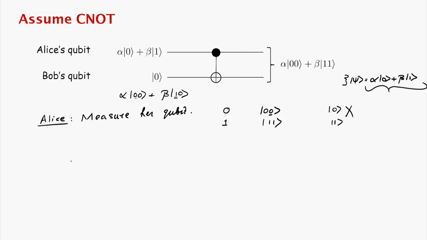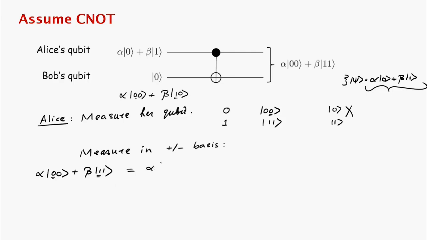Here's a better idea. What if she measures in the plus minus basis? Okay, let's try to understand what this gives us. To figure this out, we first rewrite the joint state of the two qubits, where we rewrite the first qubit in the plus minus basis.